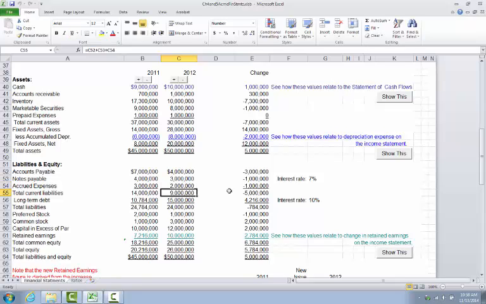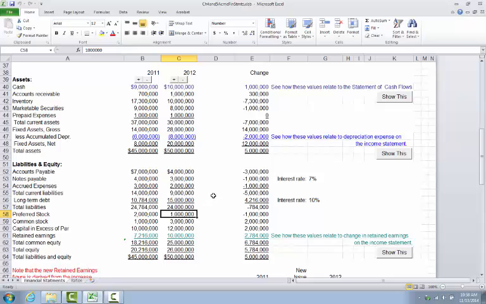So there's your total current liabilities. Those are your liabilities coming due soon, again usually defined as within the next year or so. Next we get our longer term liabilities. Long-term debt. You add your long-term liabilities to your current liabilities, you get your total liabilities.